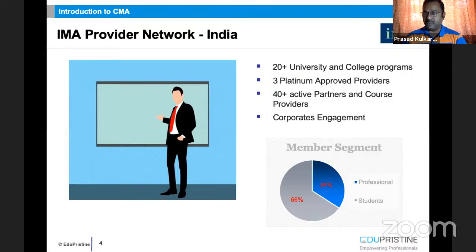So there are 3 platinum approved providers, 40 plus active partners and course providers here in India itself, which is massive. And there is fantastic corporate engagement that happens for CMAs. There are about 34% professionals and 66% students. Even 34% of professionals is a mighty good number for those who are going through a mid-career crisis, and they are looking to accelerate their career and get into the higher orbits. I think for them this course would be a great benefit. For students, of course, this would be a fantastic value add.